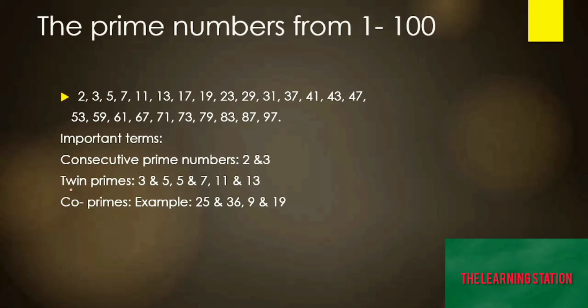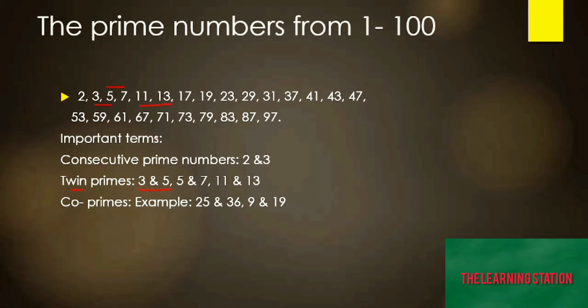Next important term is twin primes. Twin primes means any 2 prime numbers which have only one composite number in between them. If you see the list, 3 and 5 are such numbers which have 4 in between them, which is a composite number. Then 5 and 7 are such numbers which have 6 between them, and 11 and 13 are such numbers which have 12 between them. So these numbers become twin primes.